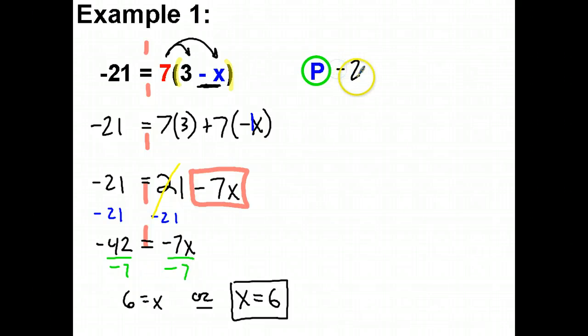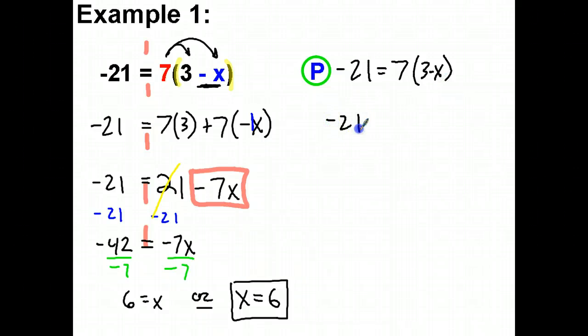Negative 21 equals 7 times 3 minus x. Now, it is super important, and this is a mistake I already have been noticing in some of the homework. It's really important that from here you don't distribute and you don't combine anything. You don't put together like terms. That you immediately on a proof substitute in the value for the variable right now.